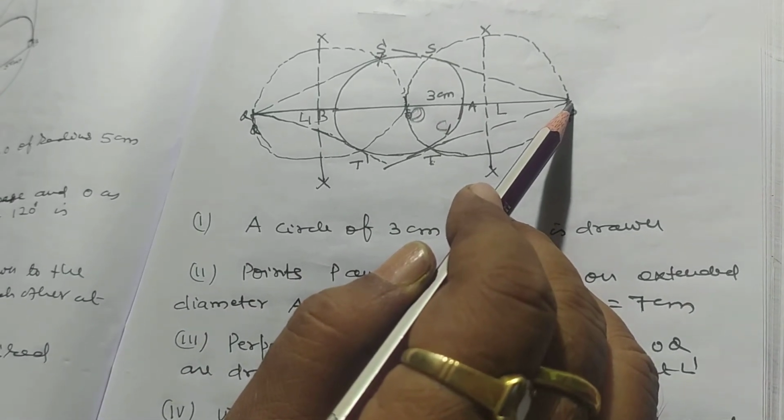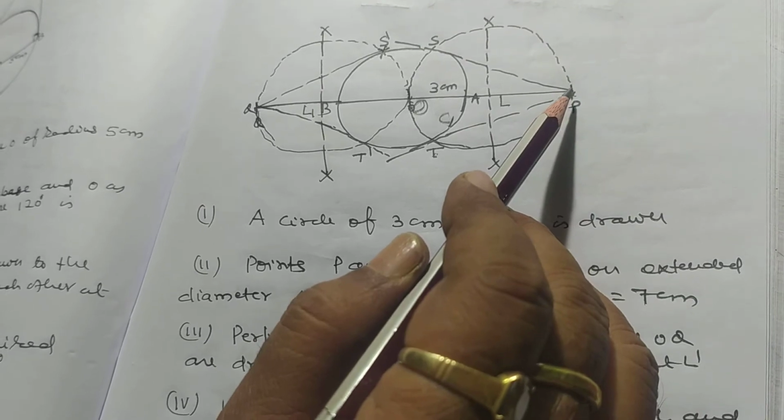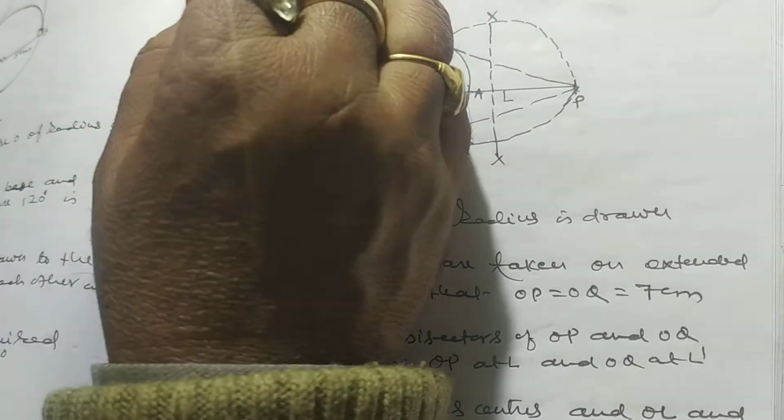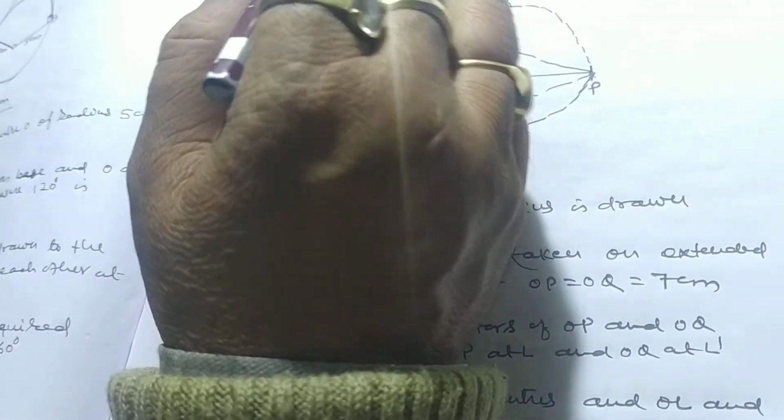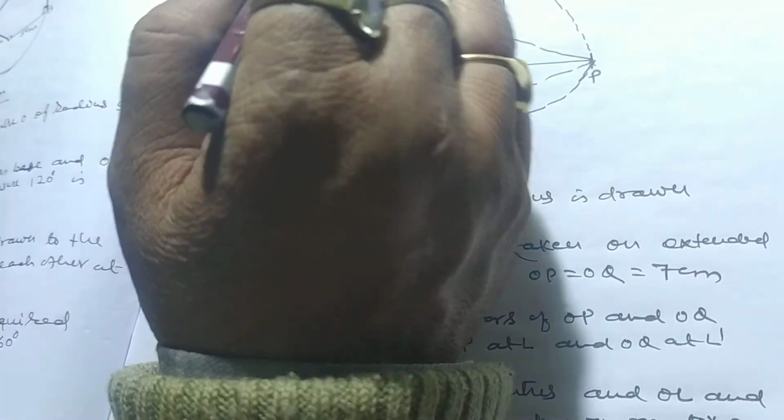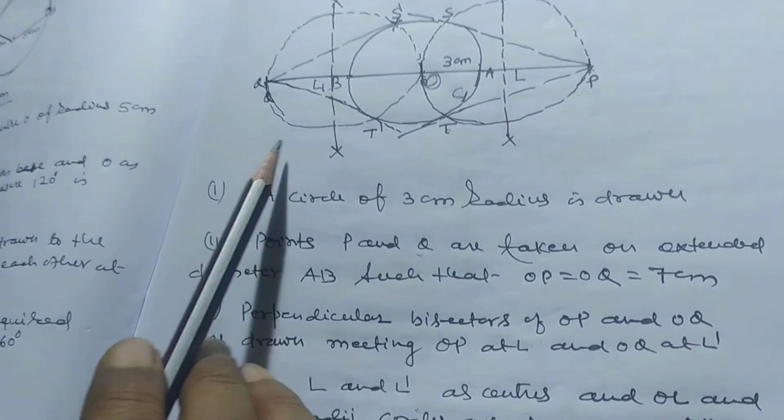So what do you observe? We observe that draw a circle of radius 3 centimeter. Take 2 points P and Q on one of its extended diameter, each at a distance of 7 centimeter from its center. Draw tangent to the circle from these 2 points P and Q.